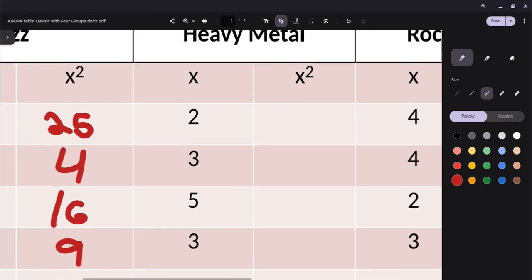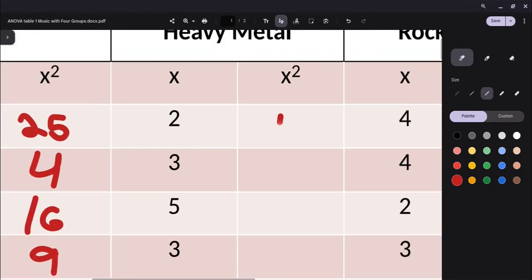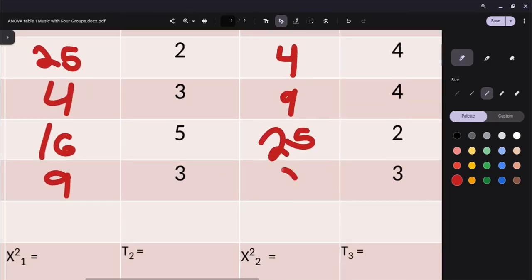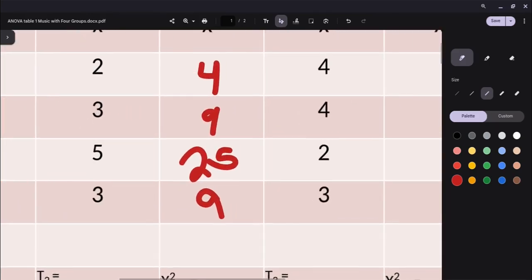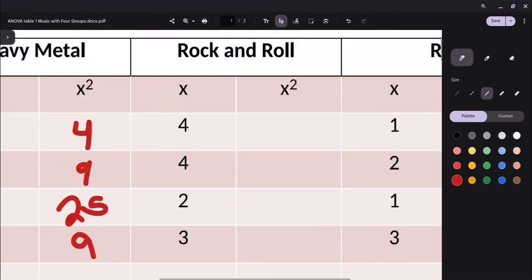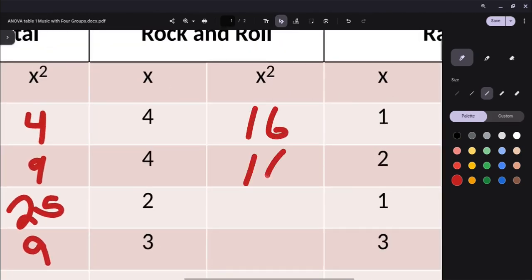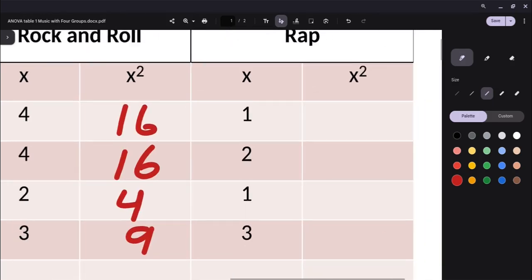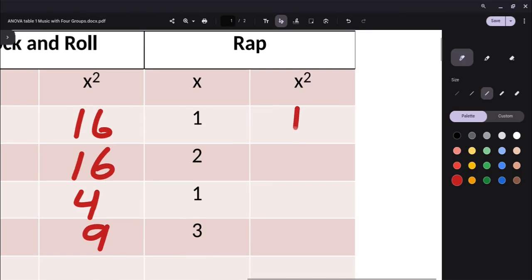Over here in our heavy metal column, 2 squared is 4. 3 squared is 9. 5 squared is 25. 3 squared is 9. For rock and roll, 4 squared is 16. 4 squared is 16. 2 squared is 4. 3 squared is 9. And then for rap, 1 squared is 1, 2 squared is 4, 1 squared is 1, 3 squared is 9.